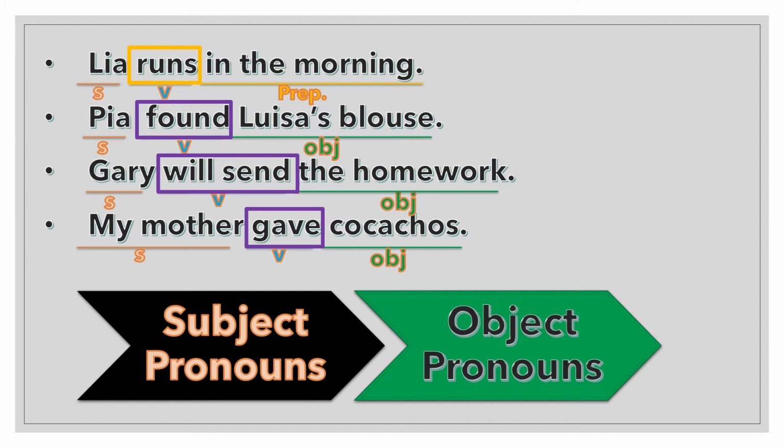Subject pronouns: I, you, he, she, it, we, you, they. They're used in the subject. Object pronouns, right? We have me, you, him, her, us, them, it. So these go in the object position after the transitive verbs.